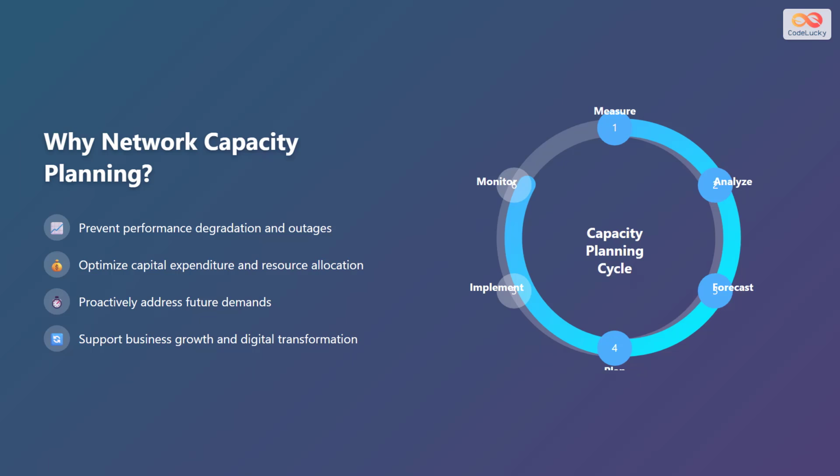Network capacity planning is crucial for several reasons. First, it helps prevent performance degradation and outages, ensuring a smooth user experience. Secondly, it optimizes capital expenditure and resource allocation, making the most of your investment. Thirdly, it proactively addresses future demands, keeping you ahead of potential issues. Finally, it supports business growth and digital transformation, enabling your network to scale with your organization.